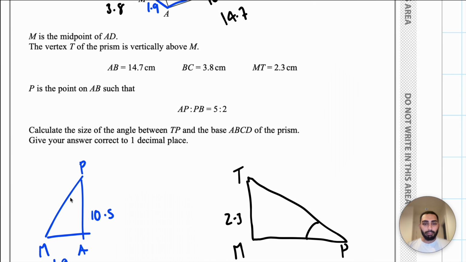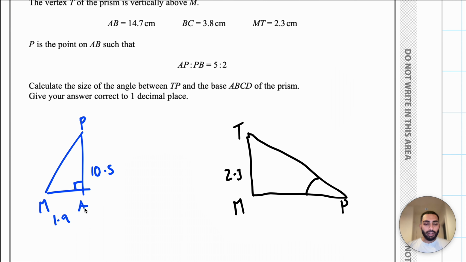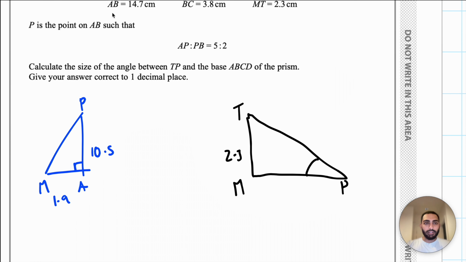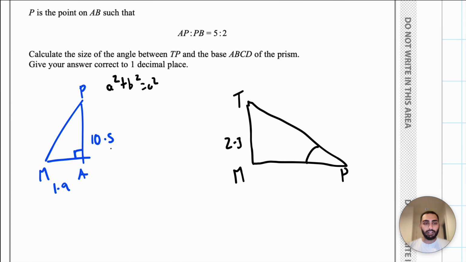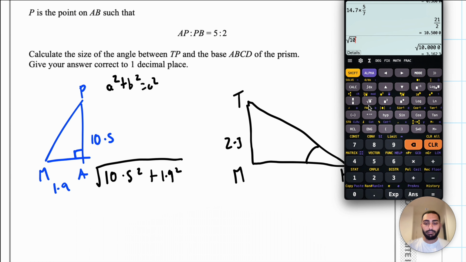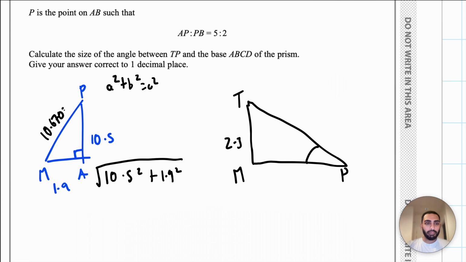And if I find this length, MP, I could also put it onto this triangle as MP. So I've got two sides. It's a right angle triangle, so all I need to do is Pythagoras. That's a squared plus b squared equals c squared. Or I could just think I'm finding the longer side, so I need to square both of these, add them together, and square root it. So I'm doing 10.5 squared plus 1.9 squared, and square rooting all of this, which is 10.6705. I know MP is 10.7, so I can also put that over here.